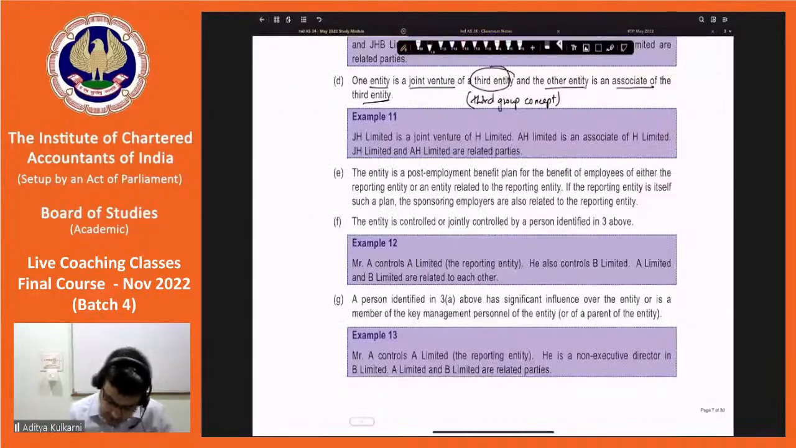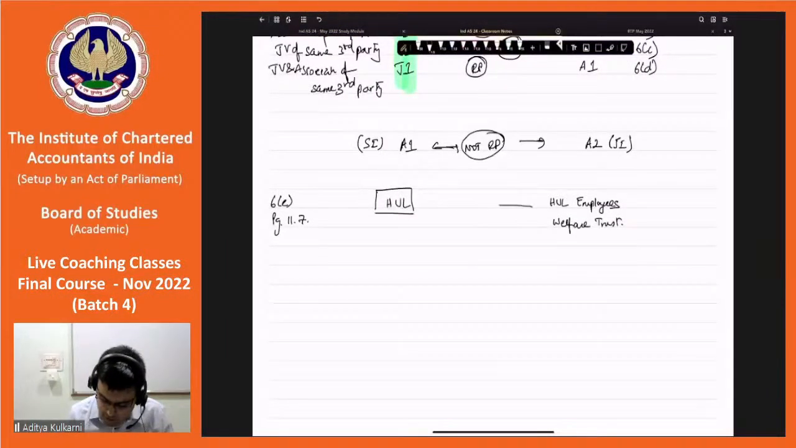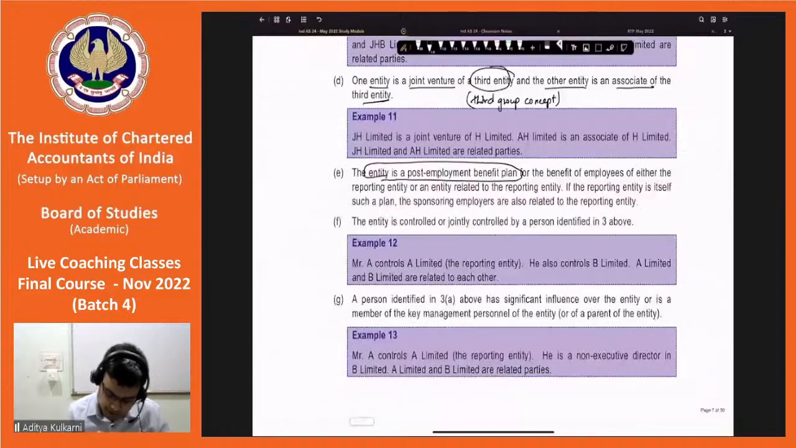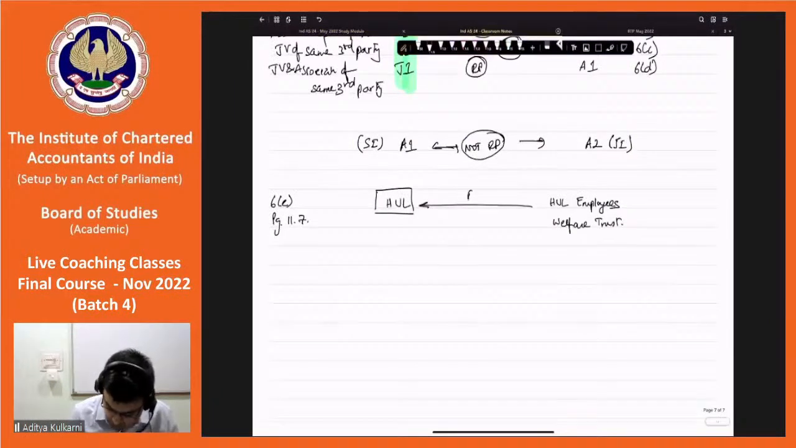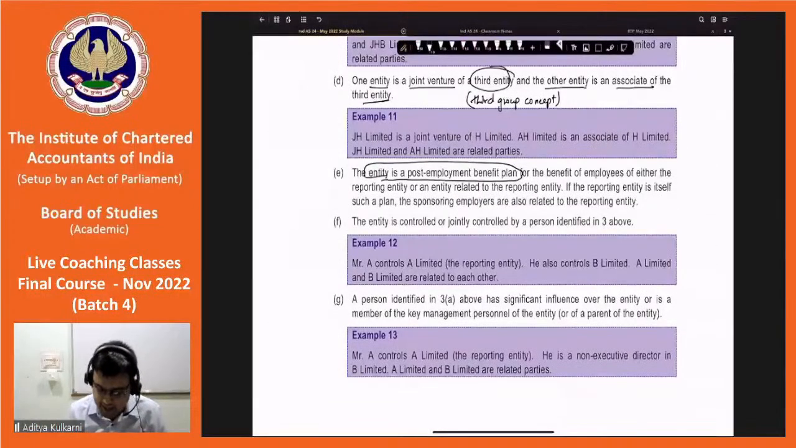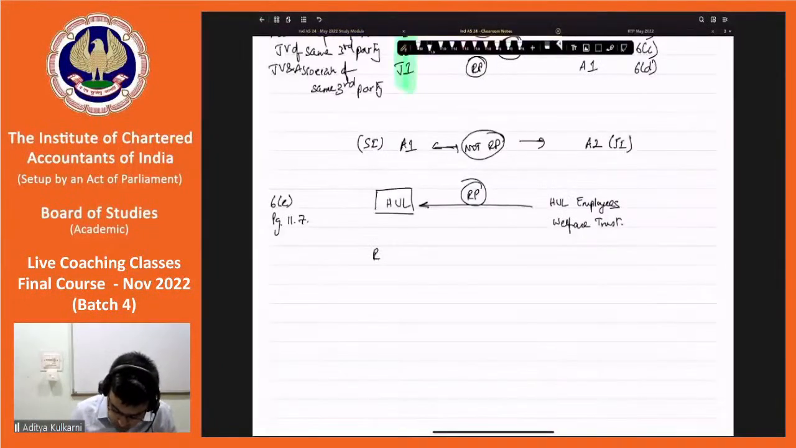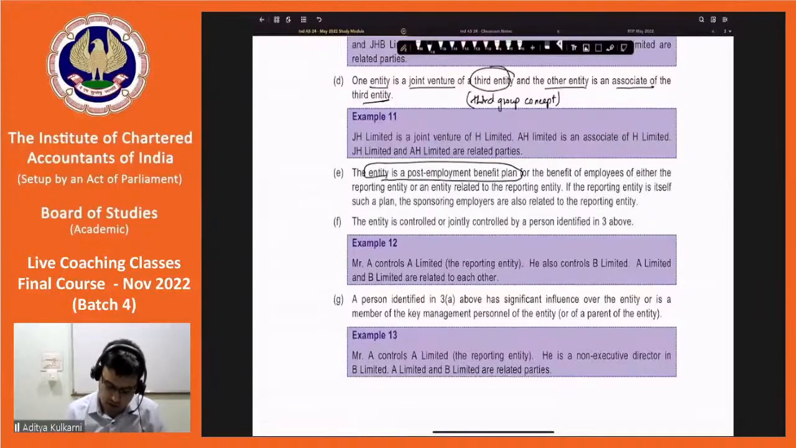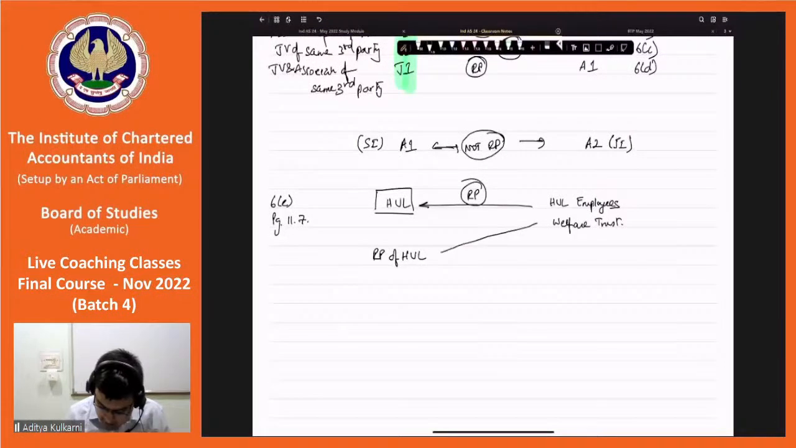then what does the clause tell us? The clause tells us that the entity is a post-employment benefit plan. So HUL Employees Welfare Trust is a post-employment benefit plan for the benefit of employees of either the reporting entity. So this becomes a related party. And the next one is, or an entity related to the reporting entity. So related party of HUL, related party of HUL. Okay. So even in this case, they will become related parties.